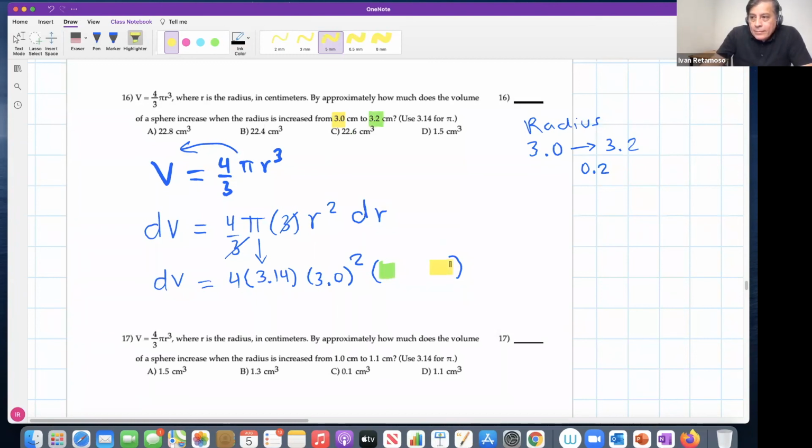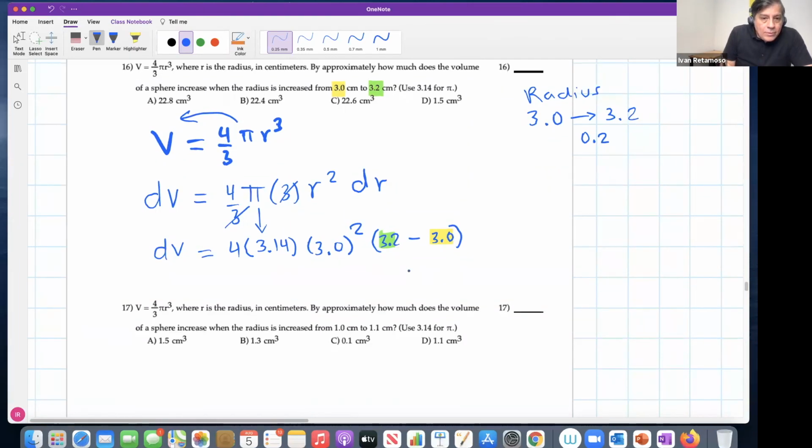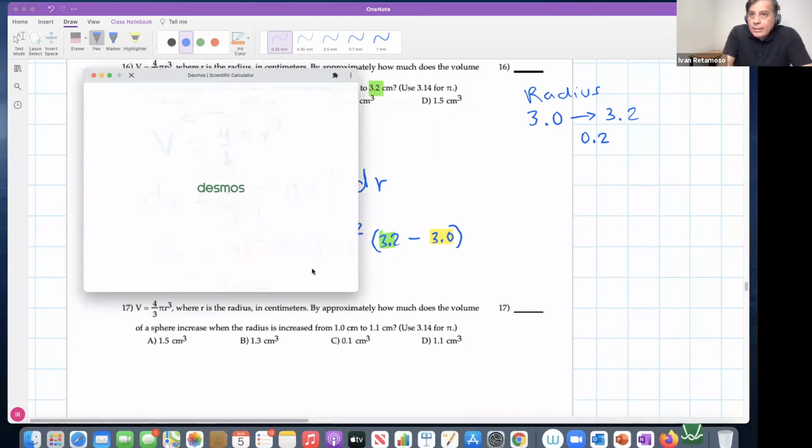So there's going to be a variation on the radius, but you use last, 3.2, minus first, 3.0. Follow, guys? That is the variation, the delta of x, the differential of x. And then just compute this. That's all we're going to do. So we go to a calculator.